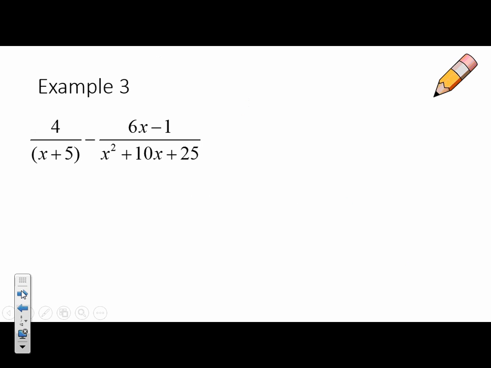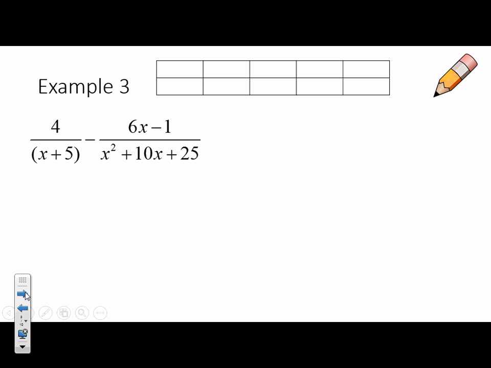Here's a third example. Let's go ahead and try to figure out what we got going on here in terms of making our common denominators. So again, I have a little box chart. This is my first fraction. This is my second fraction. We need to decide what factors make up their denominator. So first fraction, I only see an x plus 5. That's all he's got. Okay, x plus 5, factor, you're in there.